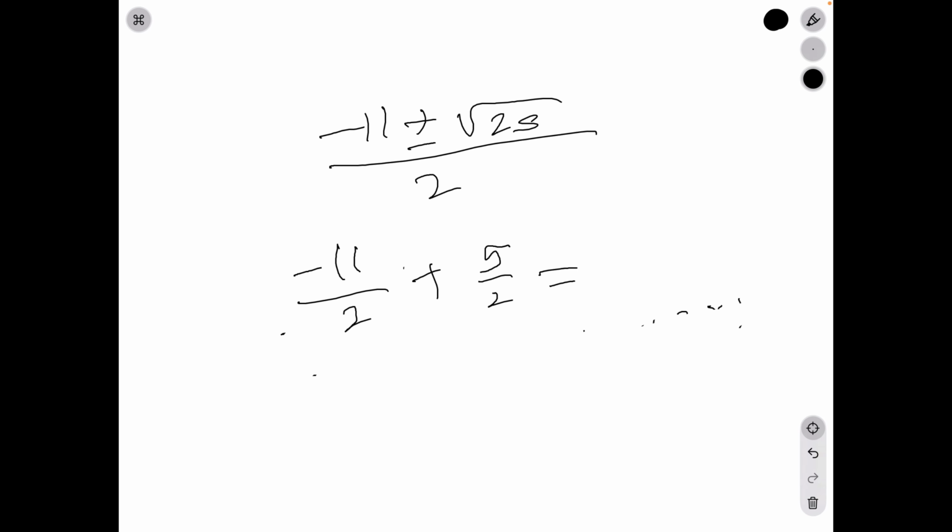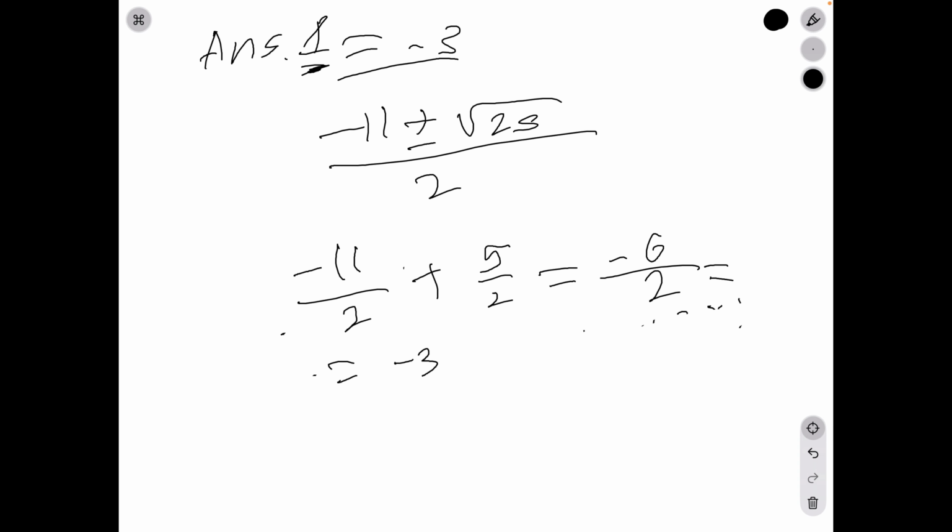Since they're both the same denominators, we can just add them. We can simplify this to negative 6 over 2, which is equal to negative 3. So answer 1 is equal to negative 3. Now let's work on answer 2. Now we have to calculate for subtracting.